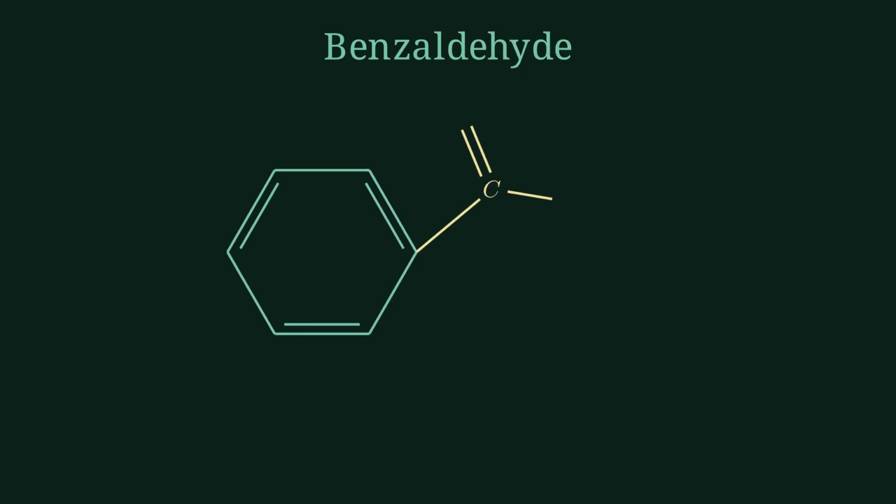But here is where it gets interesting. Let's look at our second player, benzaldehyde. If you look closely at the carbon next to its carbonyl group, you'll see it has no alpha hydrogens at all. It's a dead end for the hydroxide. Benzaldehyde can't become a nucleophile. It can only sit there and wait to be attacked.